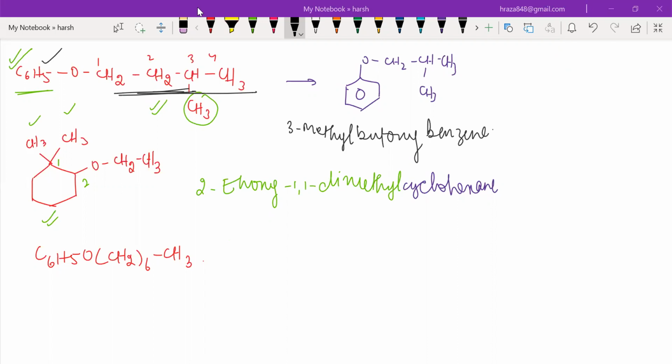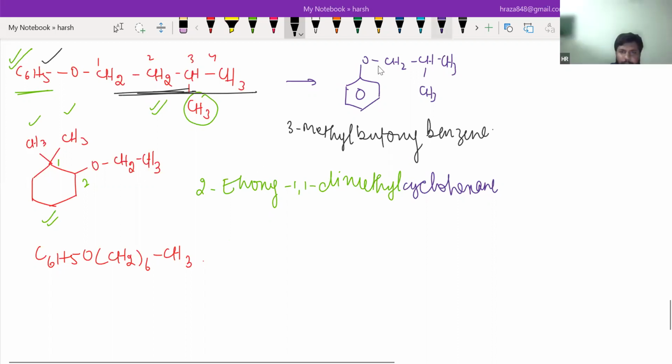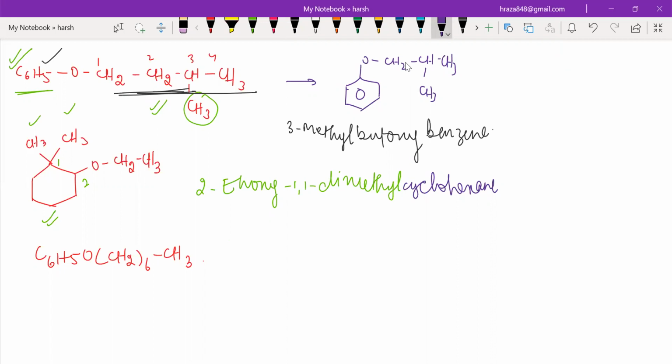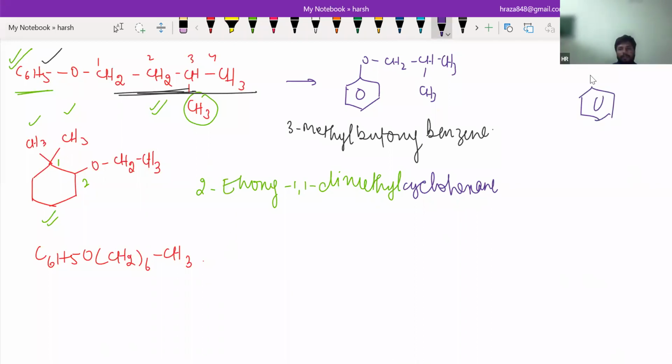Sir, is it 1-phenoloxy? Phenoloxy, how can it be? It will be phenoxy, not phenoloxy. Phenol is different, like phenol is this. And if you are going to use benzene as a substituent, that name will be phenoxy. So we can see 7 carbons here and 6 carbons here. So its name will be 1-phenoxyheptane. So easy.